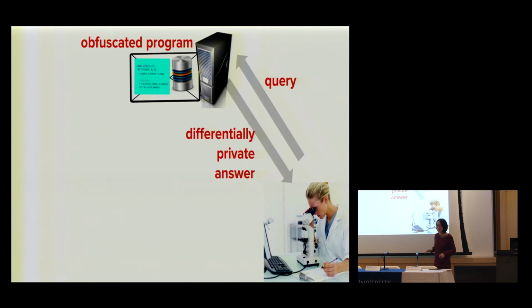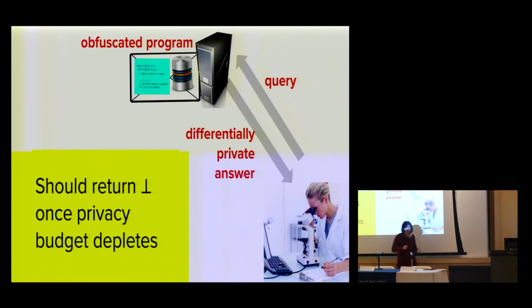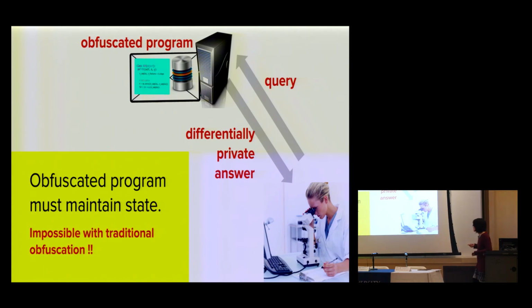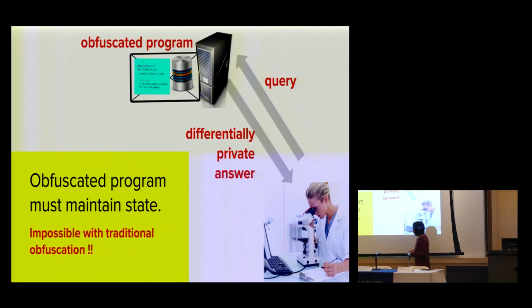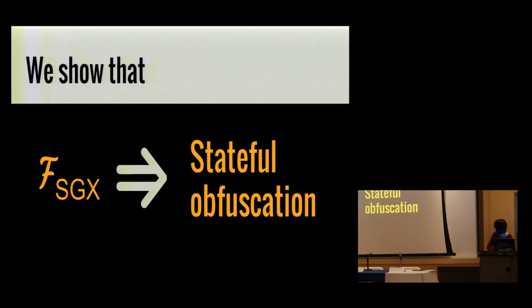and the hospital says that we want to be able to ensure differential privacy. So therefore, you make a query, and you consume your privacy budget, and after a while, your privacy budget is depleted, and at this point, the obfuscated program should no longer return anything. You should only return bot. Okay. So if you think about it, this is not something that standard obfuscation can do because it requires the obfuscated program to be able to remember state. Okay, so it turns out that if you have traditional obfuscation, if you have stateless hardware, it's impossible to realize something like this. So we show that FSGX can allow you to realize stateful obfuscation.